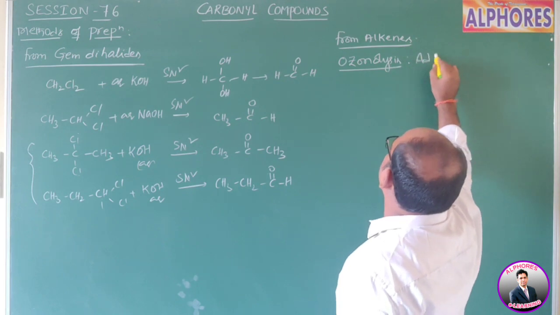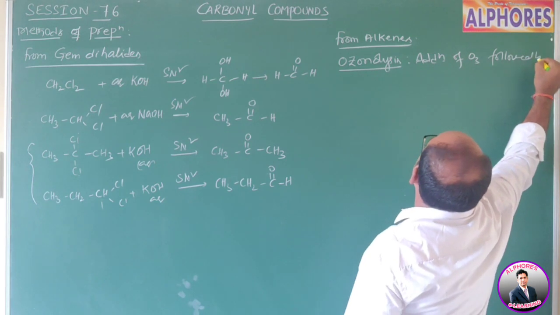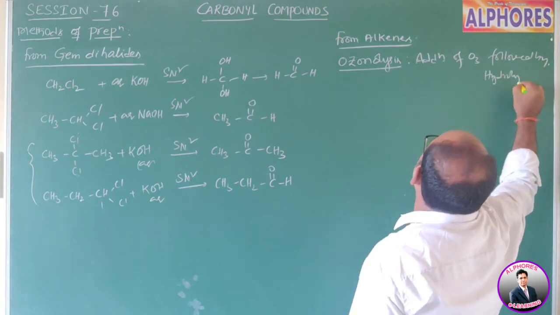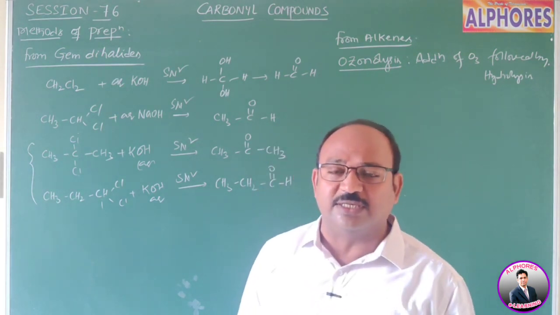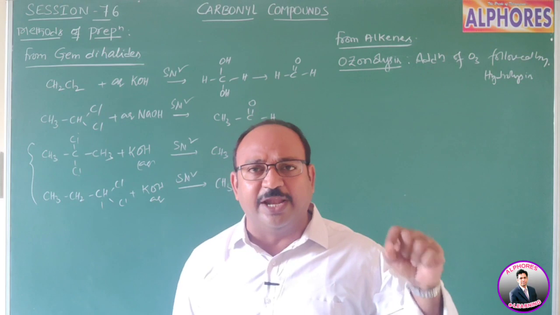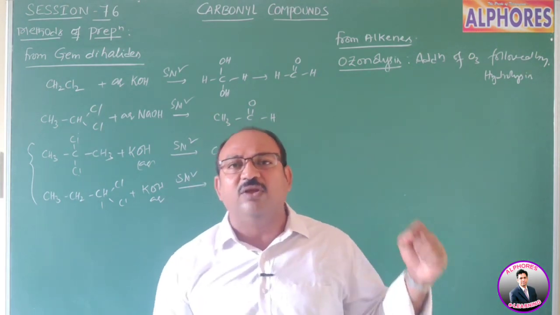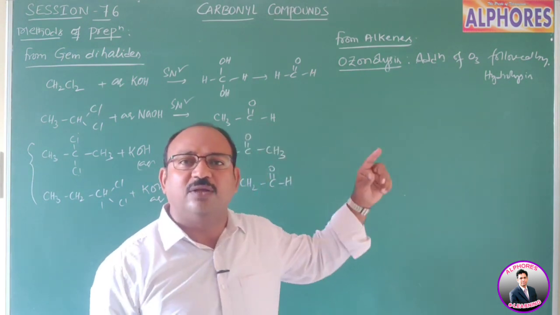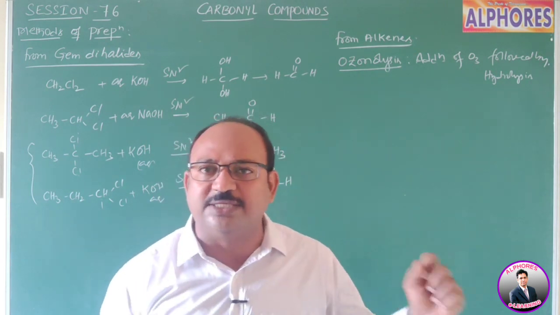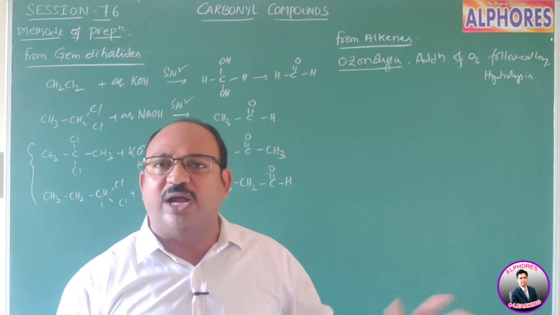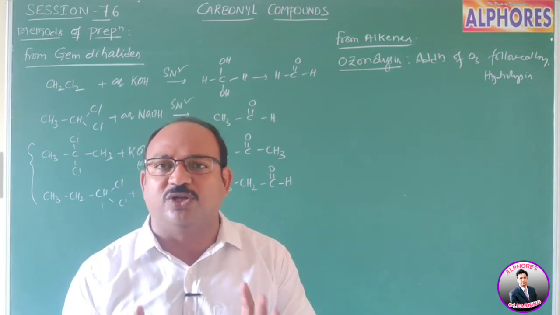So here during ozonolysis what happened? Addition of ozone followed by hydrolysis. This hydrolysis has two types: oxidative hydrolysis and reductive hydrolysis. In presence of any reducing agent, if we perform hydrolysis, that is what we call reductive hydrolysis. The whole method is called reductive ozonolysis. If we do not use any reducing agent, that is what we call oxidative hydrolysis, and the overall method is called oxidative ozonolysis or simply ozonolysis.